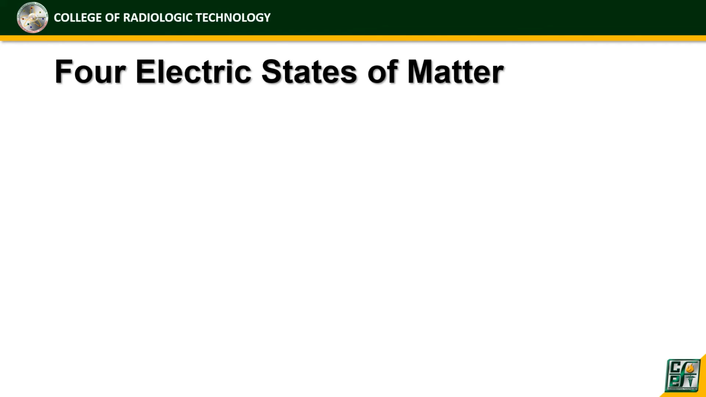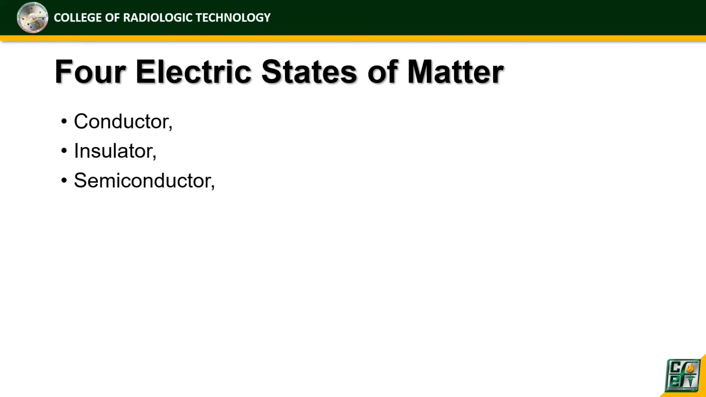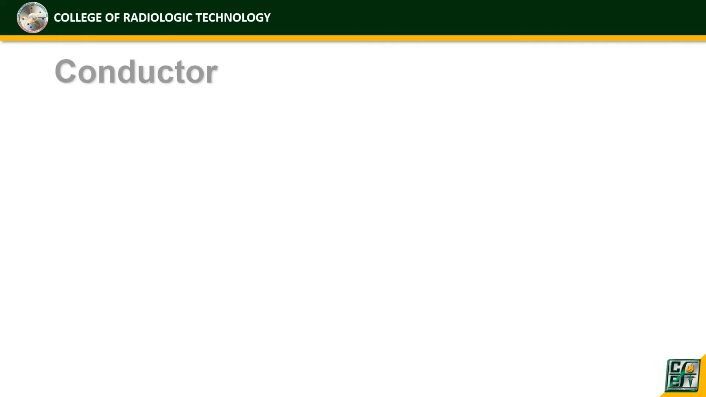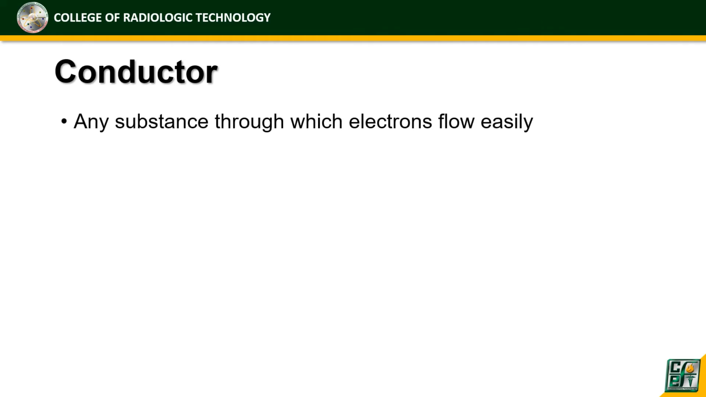And there are 4 electric states of matter. One is conductor, second insulator, third semiconductor, and fourth superconductor. So ano-ano ba tong 4 electric states of matter? First, the conductor. Any substance through which electrons flow easily. So yun yung conductor.